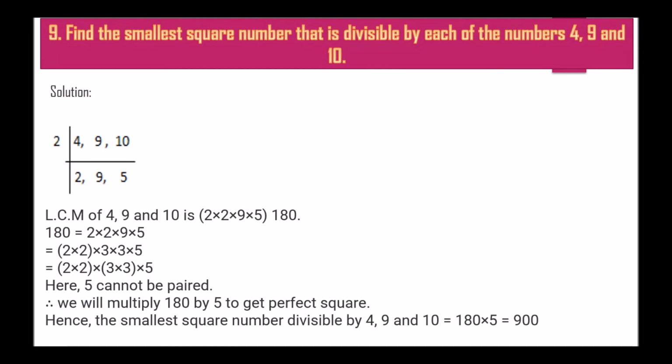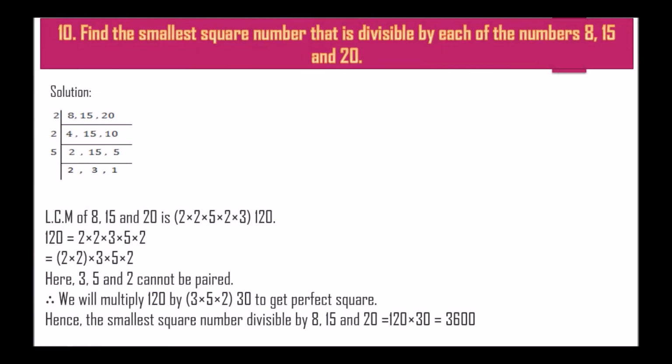Next, find the smallest square number that is divisible by each of the numbers 4, 9 and 10. So we can divide with 2. So the LCM of 4, 9 and 10 is 2 into 2 into 9 into 5, that is 180. So 180 can be written as 2 into 2 into 3 into 3 into 5. So 5 cannot be paired. So we will multiply 180 by 5 to get the perfect square. Hence the smallest square number divisible by 4, 9 and 10 is 180 into 5, that is 900.